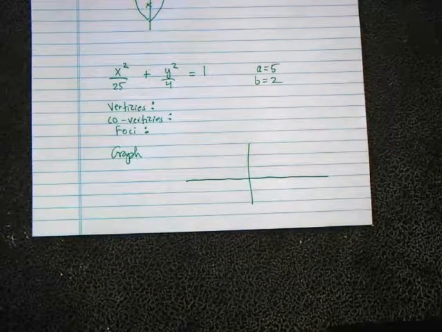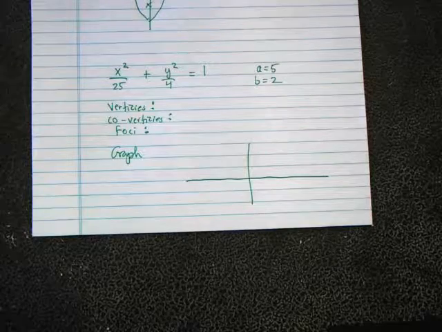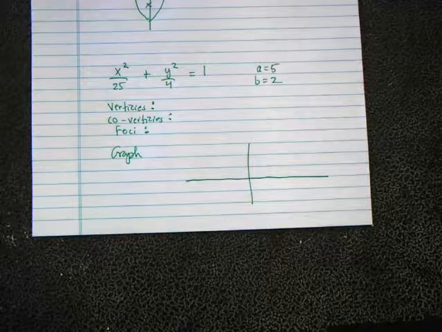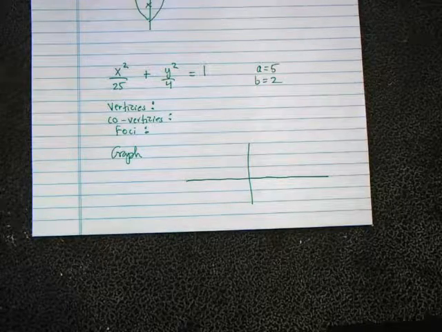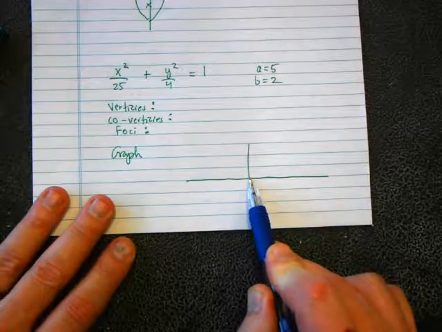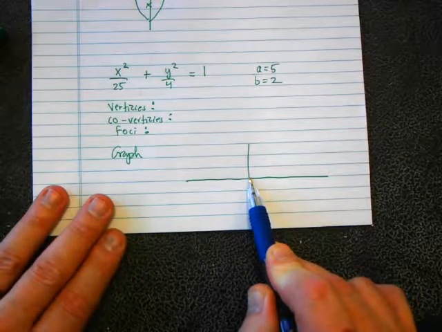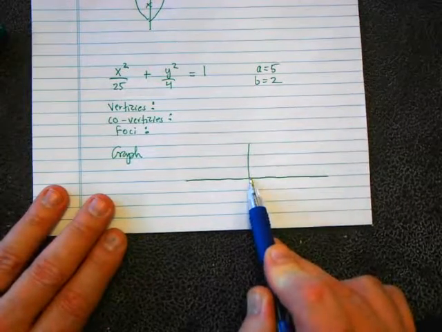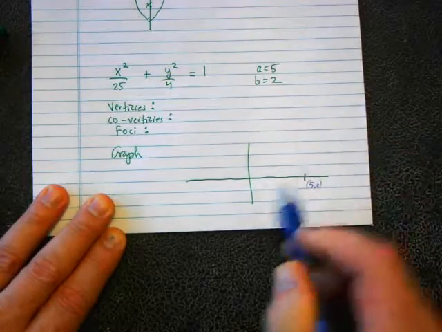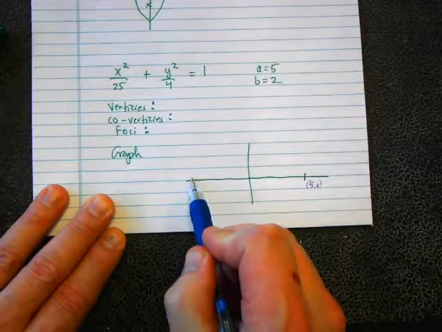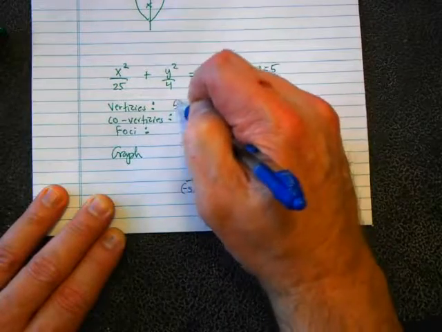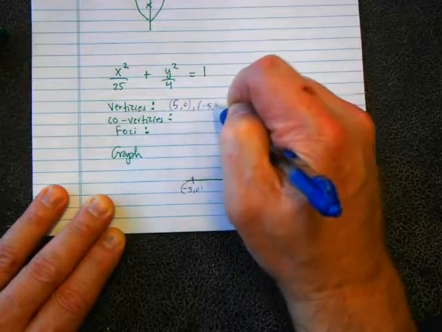Where are the vertices? How far left and right? Not 5 squared, not 25. That's too far. Negative 5 and 5. So I start at the center, which is at the origin. The vertices are going to be here at 5, 0. A is 5, so I go 5 to the right, and 5 to the left. Negative 5, 0. So there's our vertices. 5, 0, negative 5, 0.